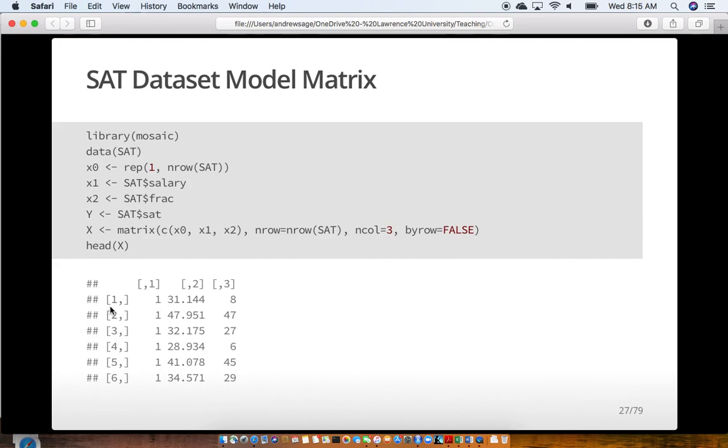So in our first state, the average teacher salary was $31,000 a year. Note that this is back in the early 1990s, and 8% of the students in that state had taken the SAT.